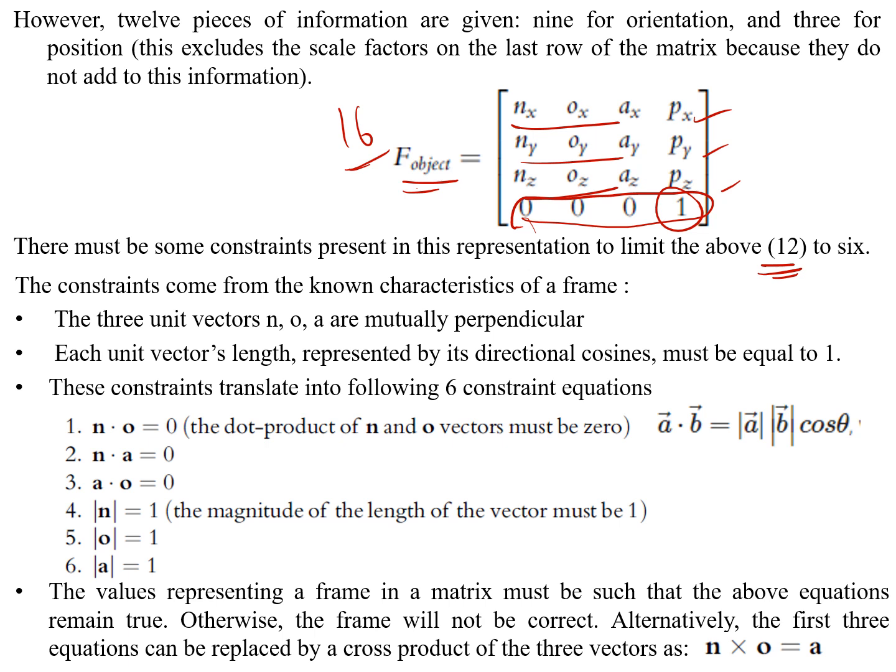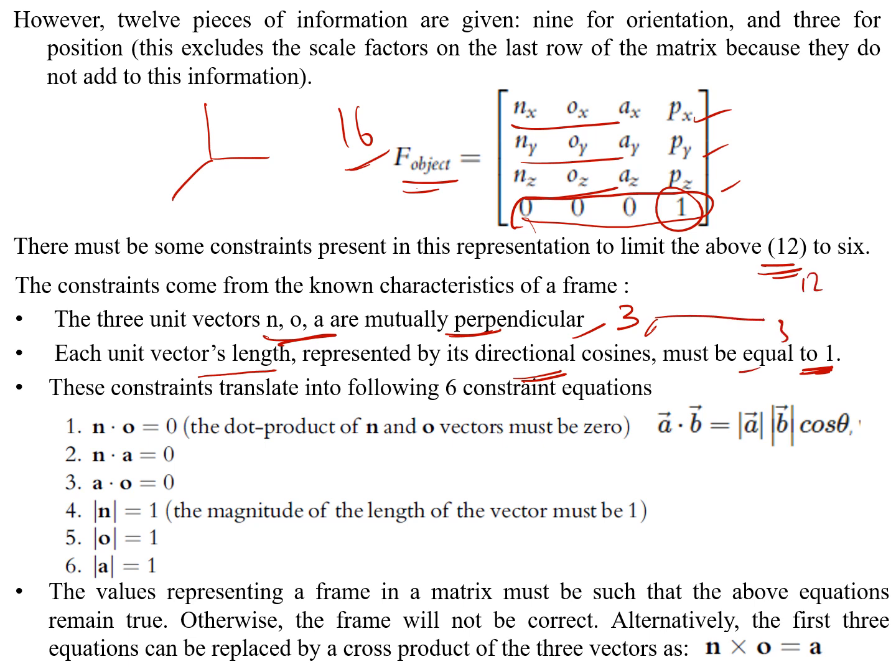So in this, we have already discussed that x, y, z are orthogonal to each other, which means perpendicular to each other, so all the unit vectors n, o, a are mutually perpendicular. And one more thing is each unit vector's length, represented by the directional cosine, must be equal to 1. So these three are the unit vectors, and each vector's length is 1. So totally it is 6.